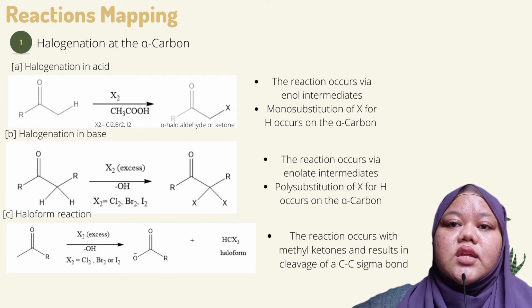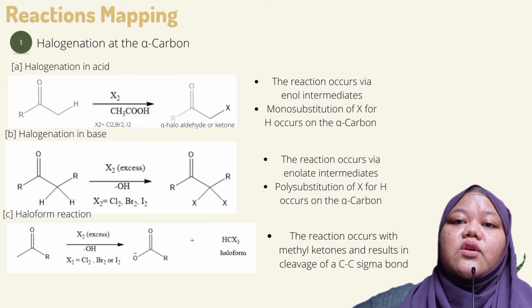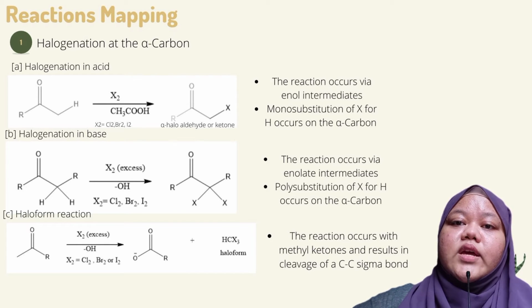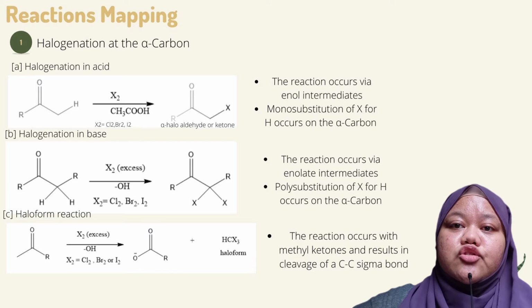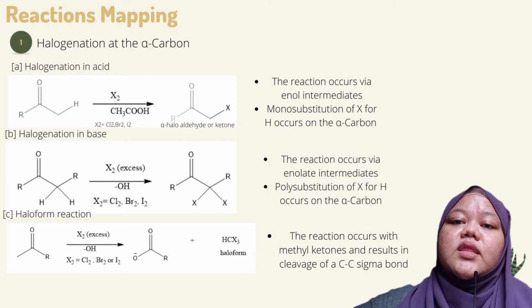The next reaction is halogenation in base. The reaction occurs via enolate intermediates, and polysubstitution of X for hydrogen occurs at the alpha carbon. The third reaction is the haloform reaction, in which the reaction occurs with methyl ketones and results in the cleavage of the C-C sigma bond.